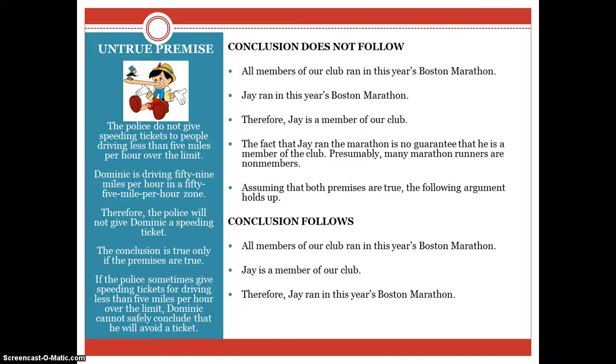Assuming that both premises are true, the following argument holds up. Conclusion follows: All members of our club ran in this year's Boston Marathon. Jay is a member of our club. Therefore, Jay ran in this year's Boston Marathon.